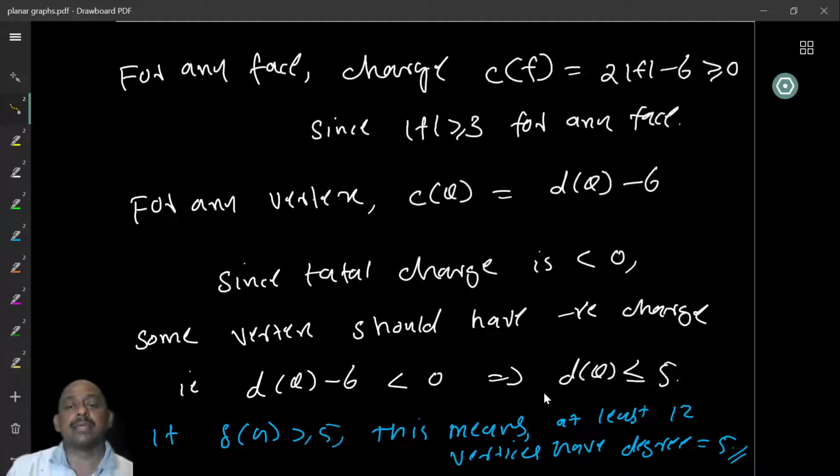So this also tells us that if you make graphs with minimum degree 5 on, let's say, 8 vertices or 6 vertices or 10 vertices, these are all not going to be planar. They are going to be non-planar.